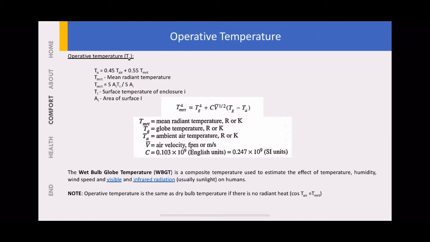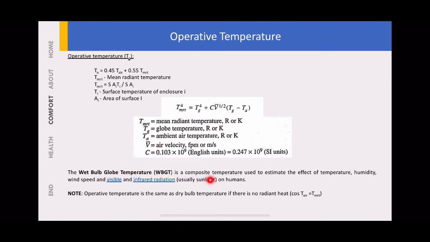Operative temperature. Some people consider operative temperature to be the wet bulb globe temperature. So dry bulb temperature is the condition that we are referring to as direct sensible comfort. If the room is 30 degrees Celsius, it's hot. If the room is 16 degrees Celsius, it's cold. So this is what we call dry bulb. The operative temperature is also called wet bulb temperature.